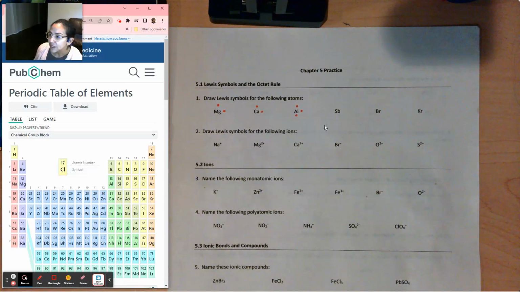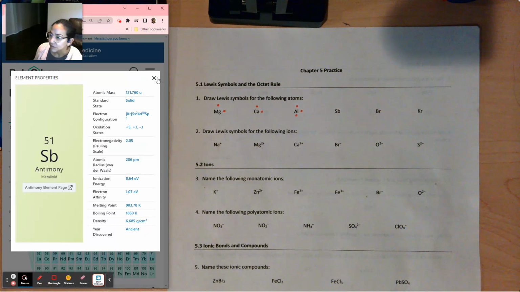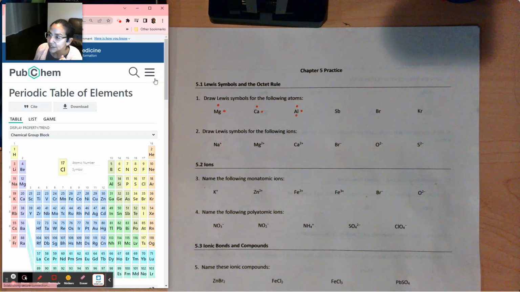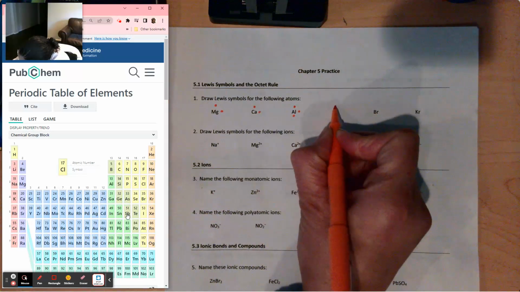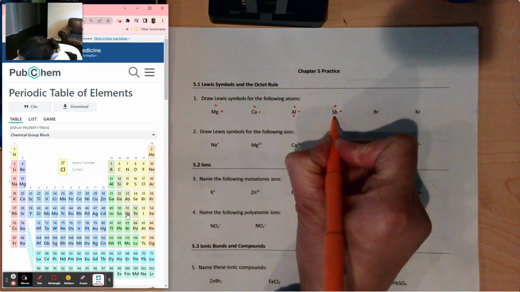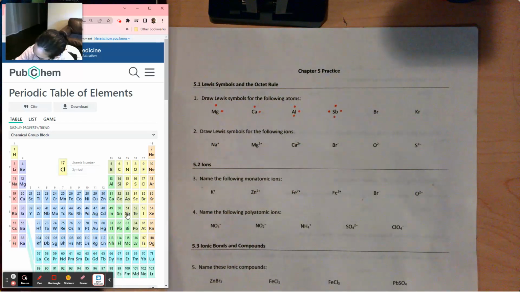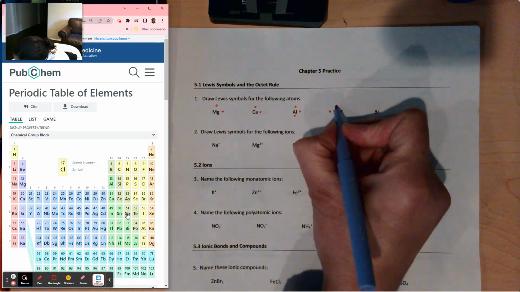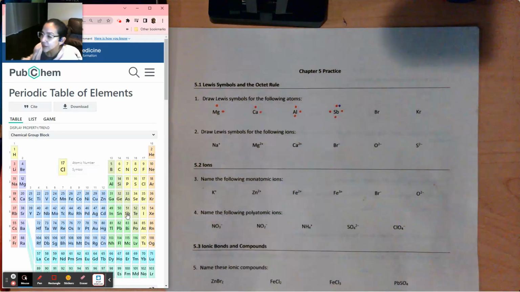Okay. The next one is SB. So this is tin. So we're going to look for tin. It's right about here. Or, ooh, I called it tin. My bad. Antimony. So this is antimony, SB. And SB is in column 15 or group 5A. So it's going to have 5 valence electrons. So we're going to apply those as 1, 2, 3, 4, and 5. Okay, so those ones are going to group together right there, those two.